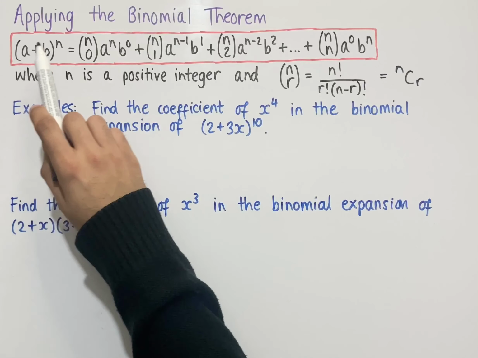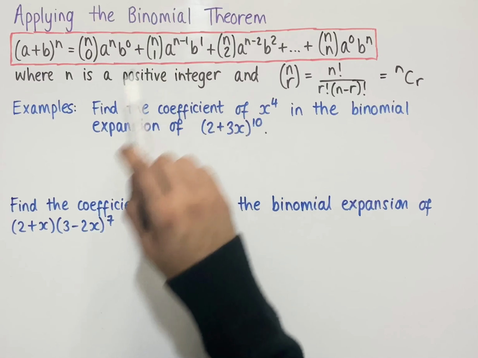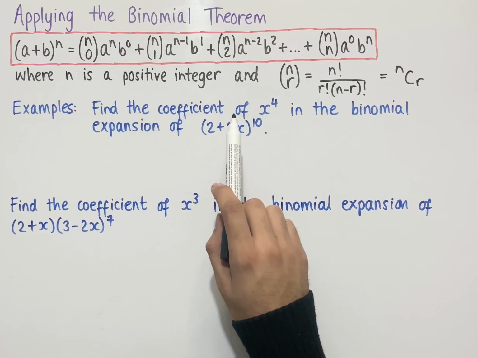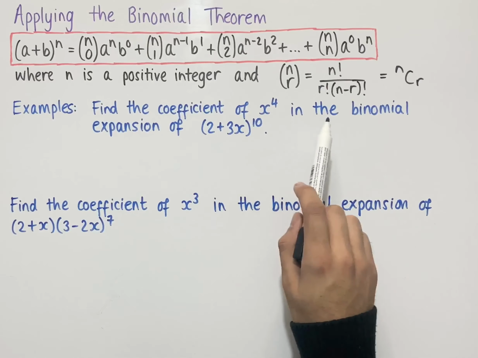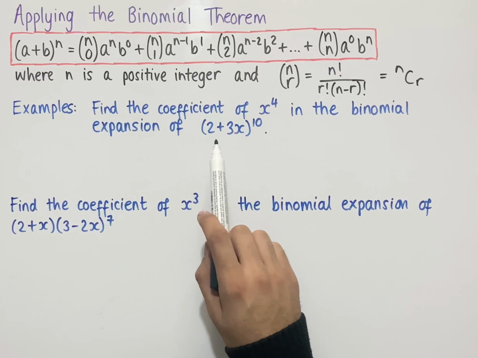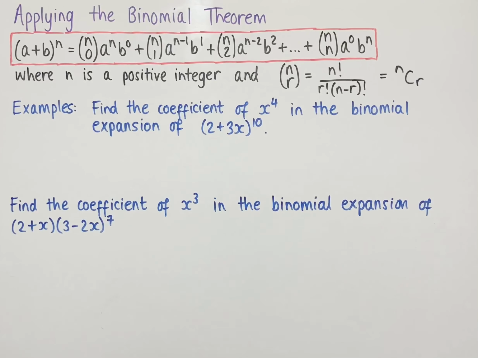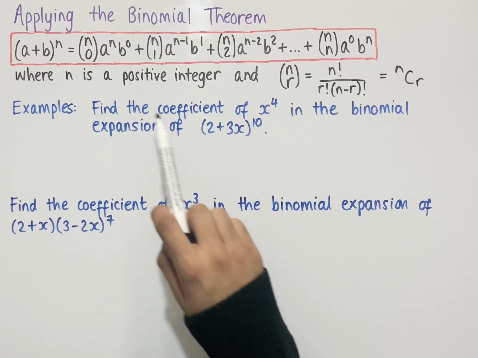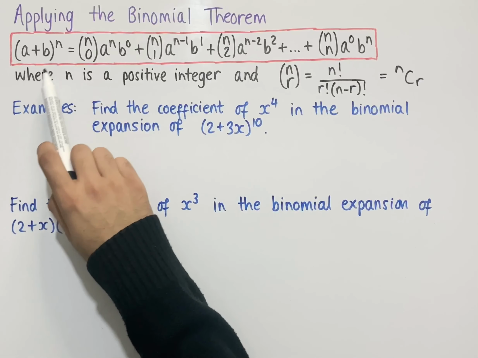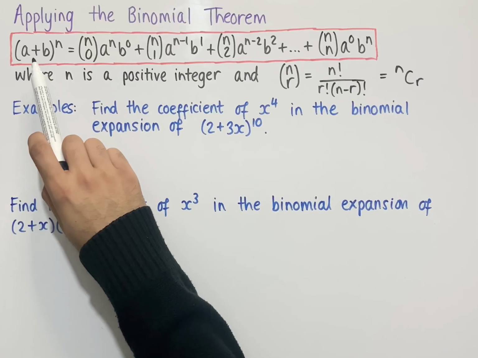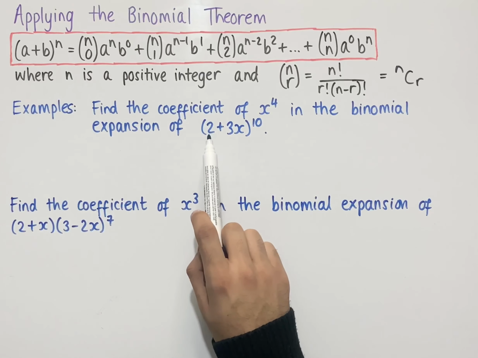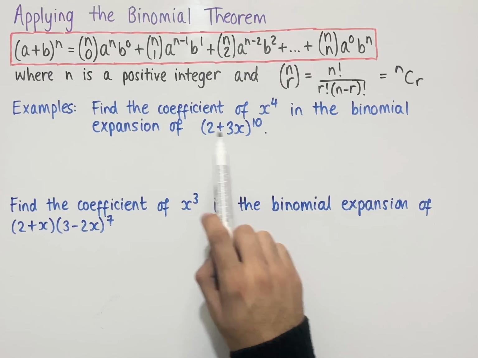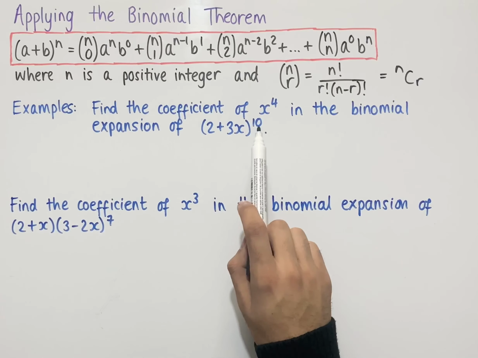Let's look at applying our knowledge of the binomial theorem. So the first example says, find the coefficient of x to the power of 4 in the binomial expansion of (2 + 3x) all to the power of 10. If we compare this bracket with the general form of a binomial expanded, then we have that a is equal to 2, b is equal to 3x, and n is equal to 10.